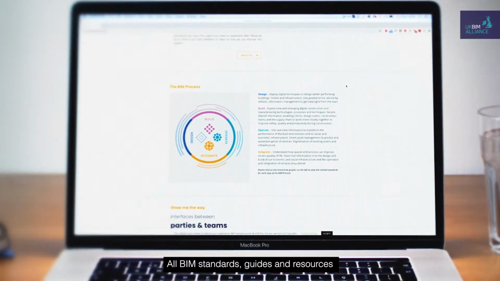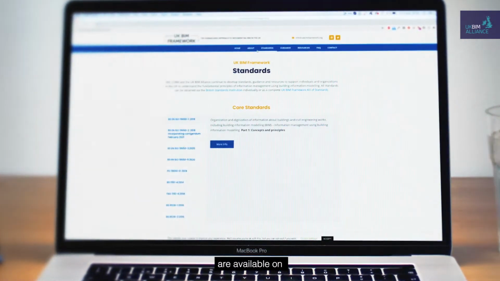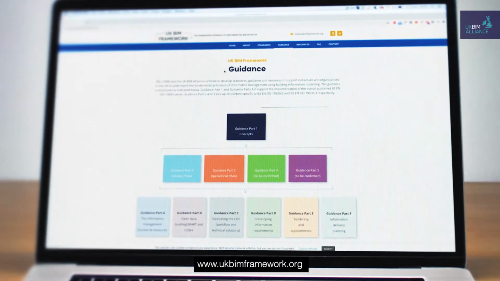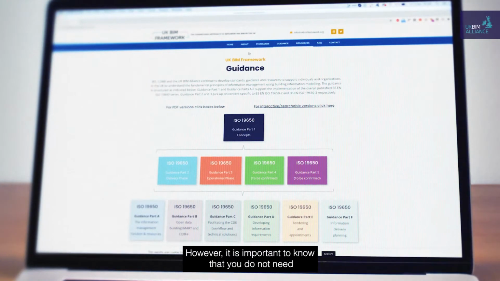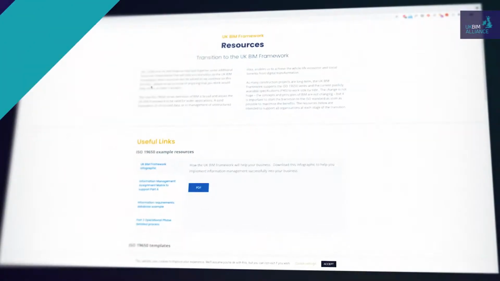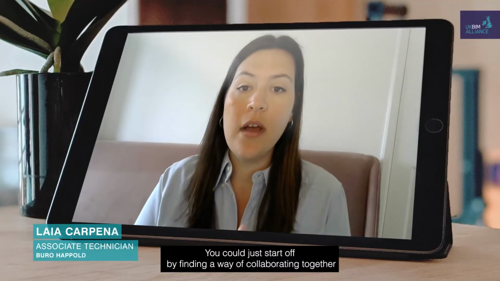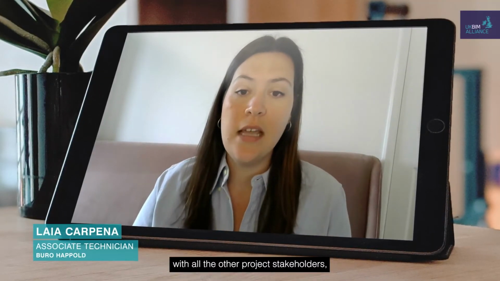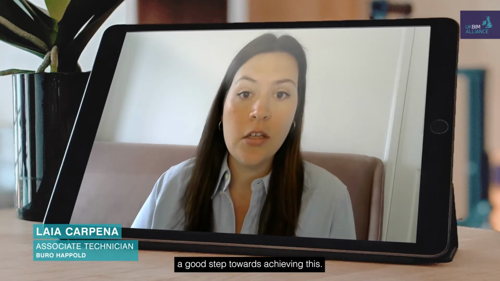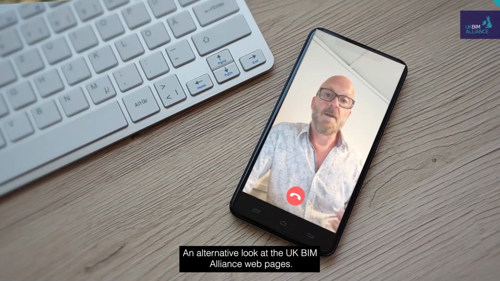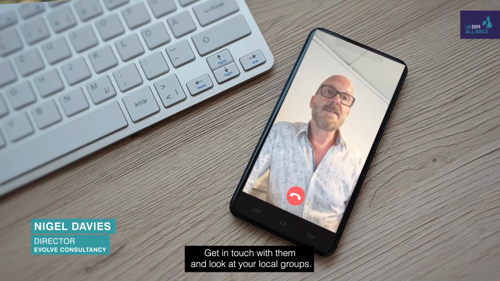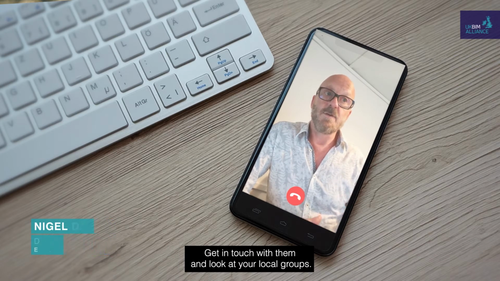All BIM standards, guides and resources are available on www.ukbimframework.org. However, it is important to know that you do not need to be an expert on every BIM document in order to start your journey. You could just start off by finding a way of collaborating together with all the other project stakeholders, and that would already be a good step towards achieving this. An alternative? Look at the UK BIM Alliance web pages. Get in touch with them and look at your local groups.